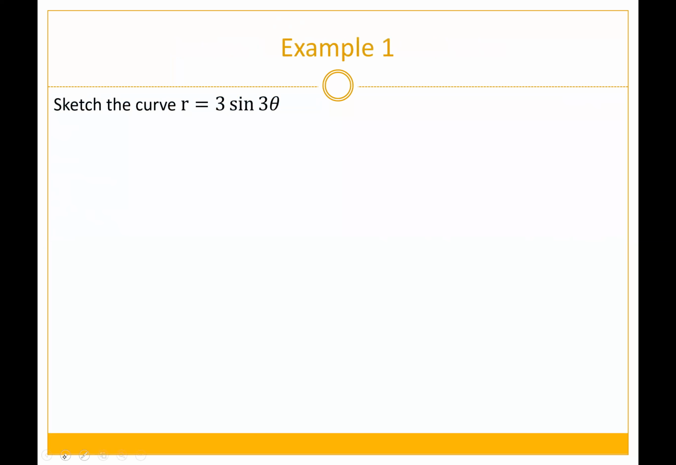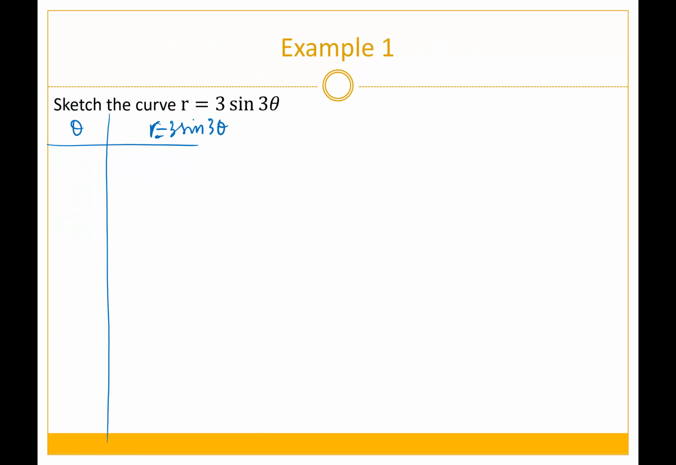So let's go to the first example. I feel like I have quite a couple of examples here. Example 1 is: sketch the curve r equals 3 sine 3 theta. The way I'm going to do it is to put all of the special points in a table, which is how I usually do it, and that keeps me on track.